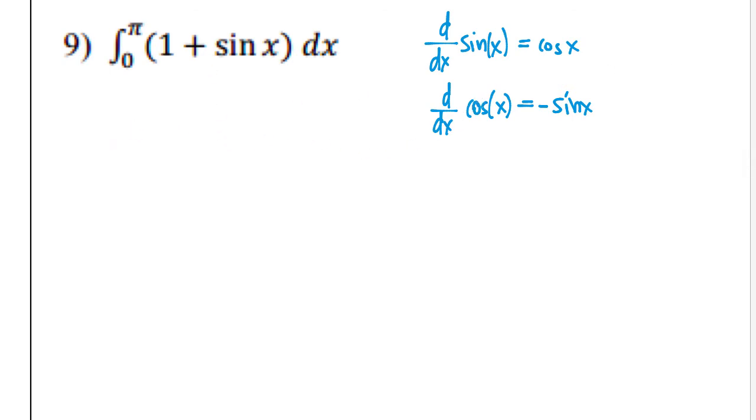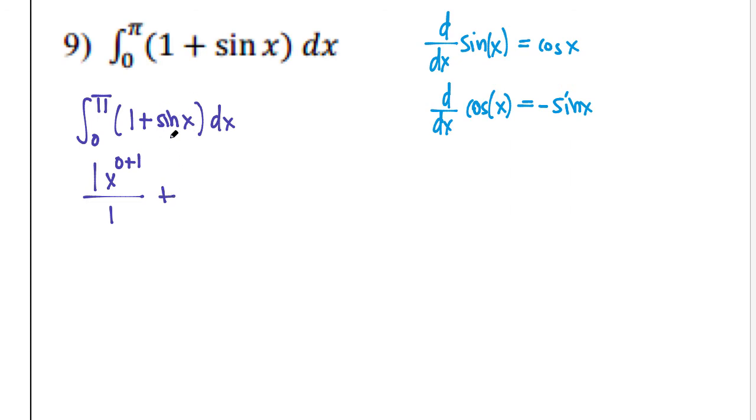So I'm going to go ahead and rewrite this. So I have the integral from 0 to pi of 1 plus sine x and then dx. So just like before, even though there's a trig function, I can take the antiderivative of each term by itself. So the antiderivative of 1, since there's no x there, is going to be x to the 0 plus 1 over my new power of 1.